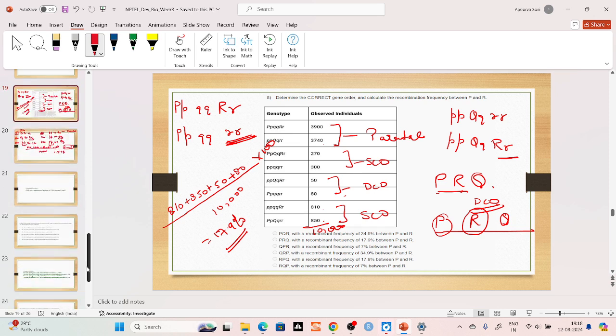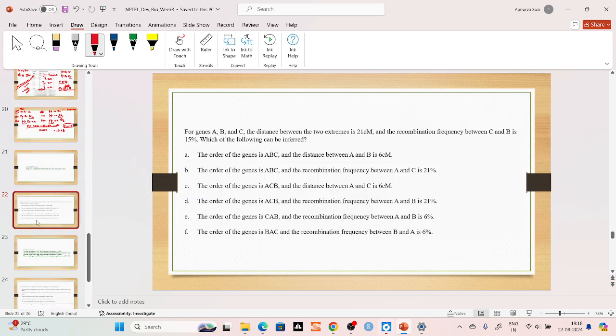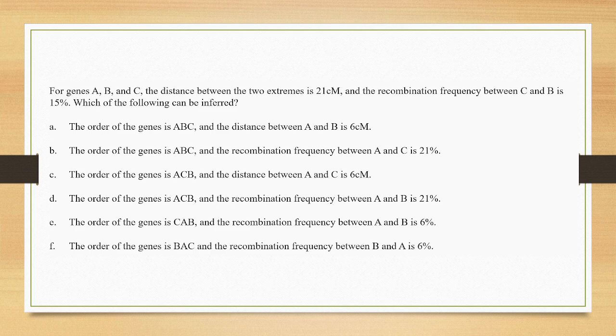Okay. Now we will come to the next question. It is interesting. So for genes A, B, and C, the distance between the two extremes is 21 centimorgan, and the recombination frequency between C and B is 15%. Which of the following can be inferred?